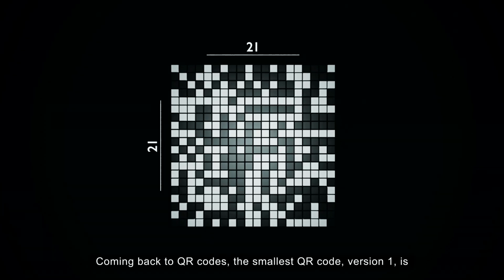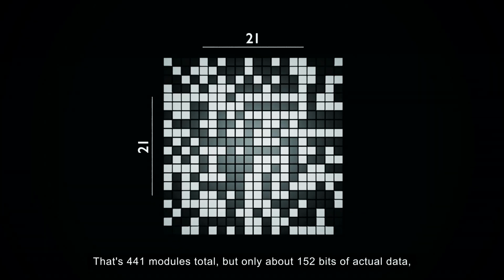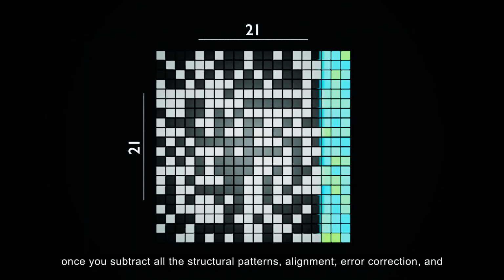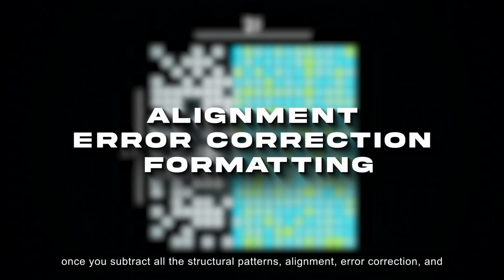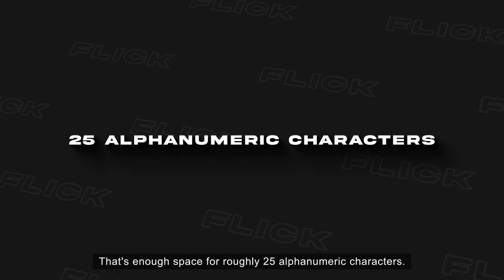Ever. Coming back to QR codes, the smallest QR code, version 1, is a 21 by 21 grid. That's 441 modules total, but only about 152 bits of actual data once you subtract all the structural patterns, alignment, error correction, and formatting. That's enough space for roughly 25 alphanumeric characters.